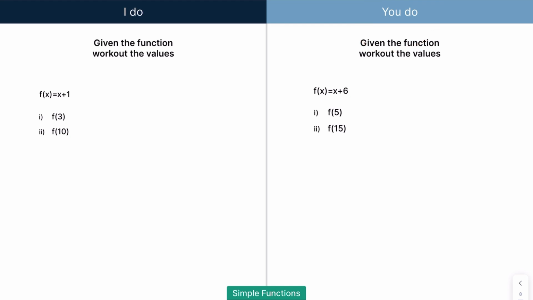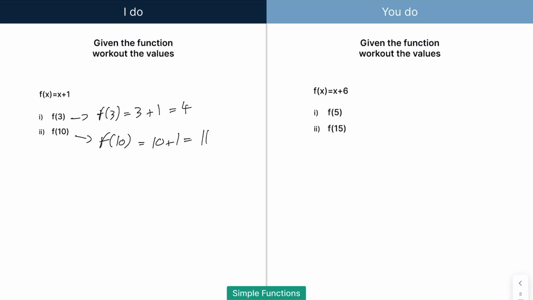So the first question is asking us, given the function, work out the values. So we've been given a function here, f of x is equal to x plus 1, and we've been given 2 questions. What this is saying is whatever value you put into this function, we are just going to add 1 to it. So f of 3 is just going to be 3 plus 1, which is 4. Okay, and then f of 10 is just going to be 10 plus 1. So whatever we input to the function, we just add 1 to it.